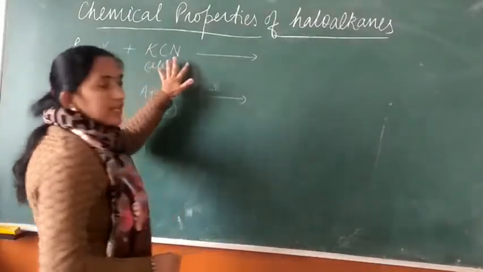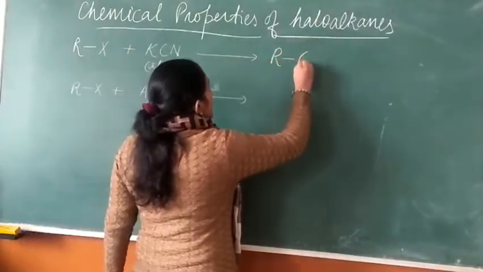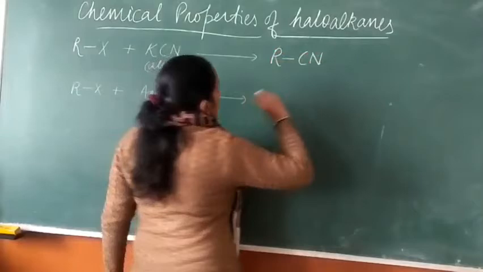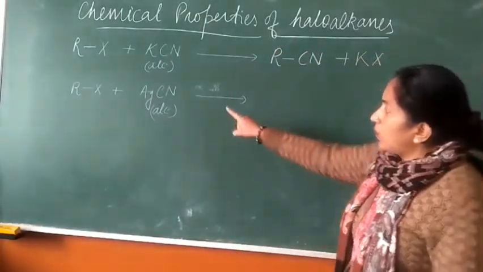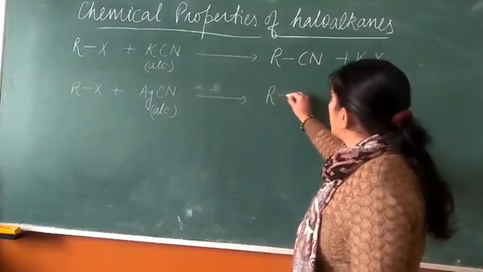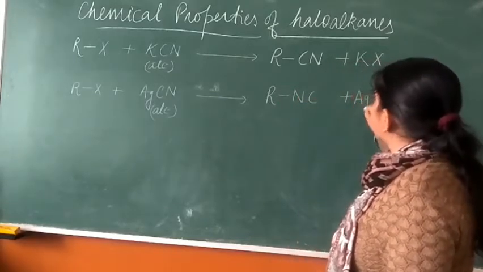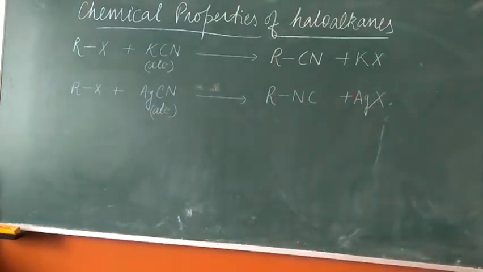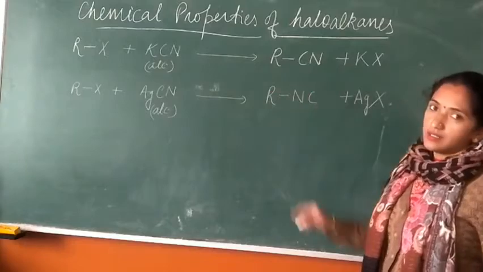So when the haloalkane reacts with KCN, the product formed is RCN plus KX, whereas when the haloalkane reacts with alcoholic silver cyanide, the product formed is RNC plus AgX. Can you think why two different products are formed? Here it is RCN, here it is RNC.